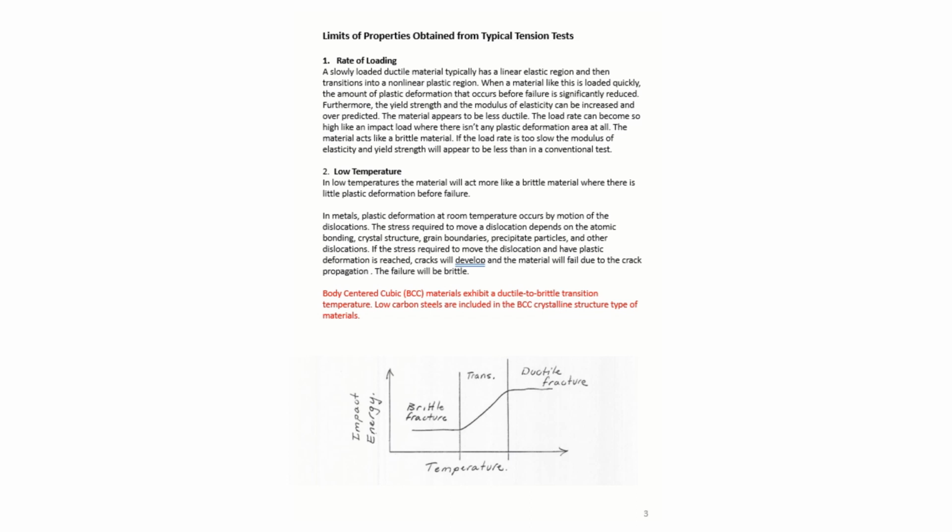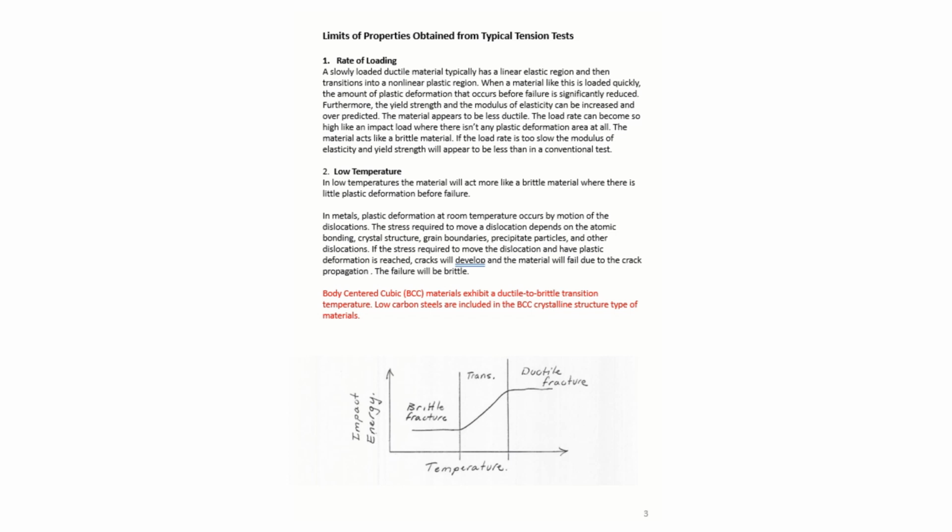Another property or part of the test is the temperature. We know that in low temperatures, many materials will act like a brittle material, where there is just a little bit of plastic deformation before failure. In metals, plastic deformation at room temperature occurs by motion of dislocations. And we'll talk a little bit about those dislocations and review some things.